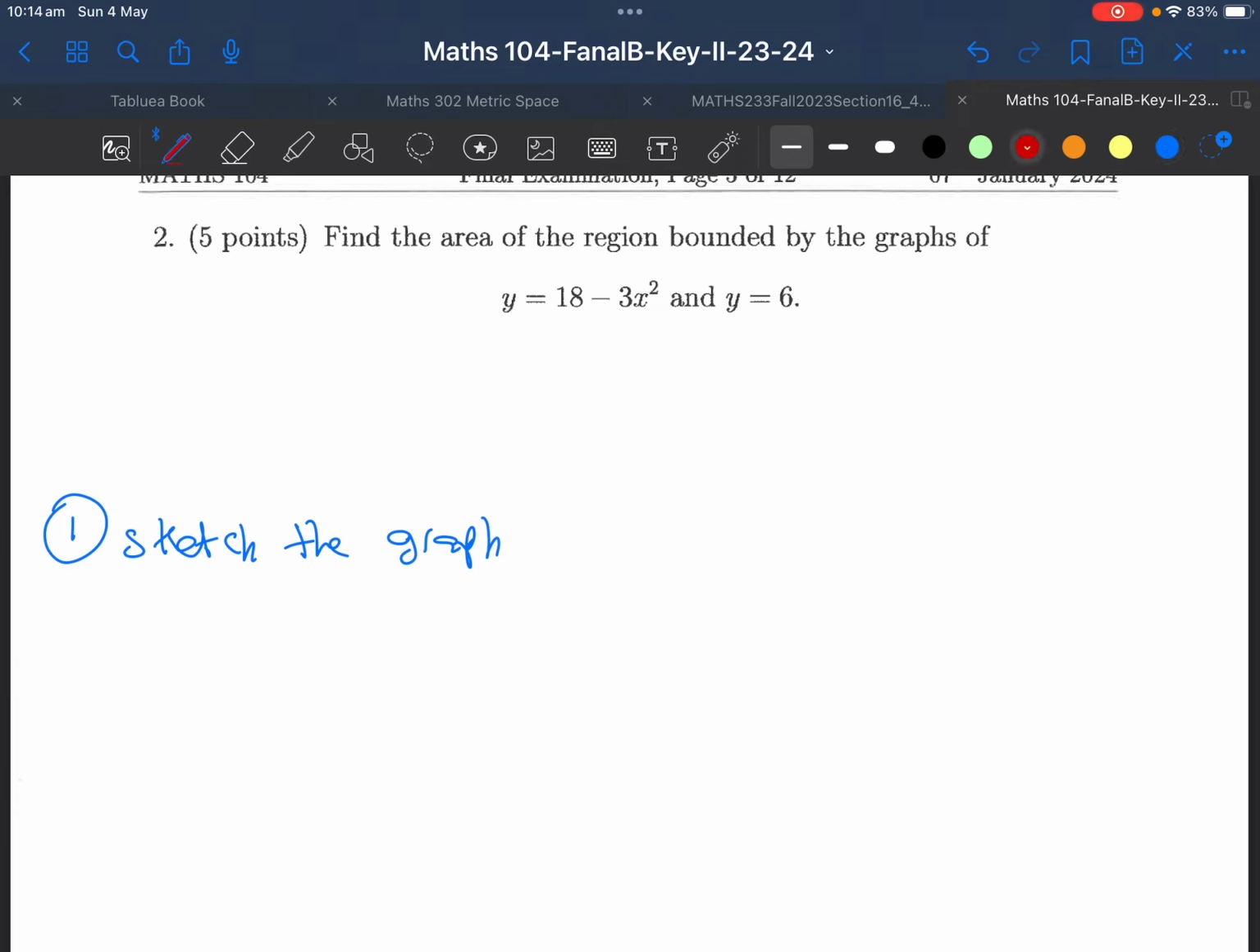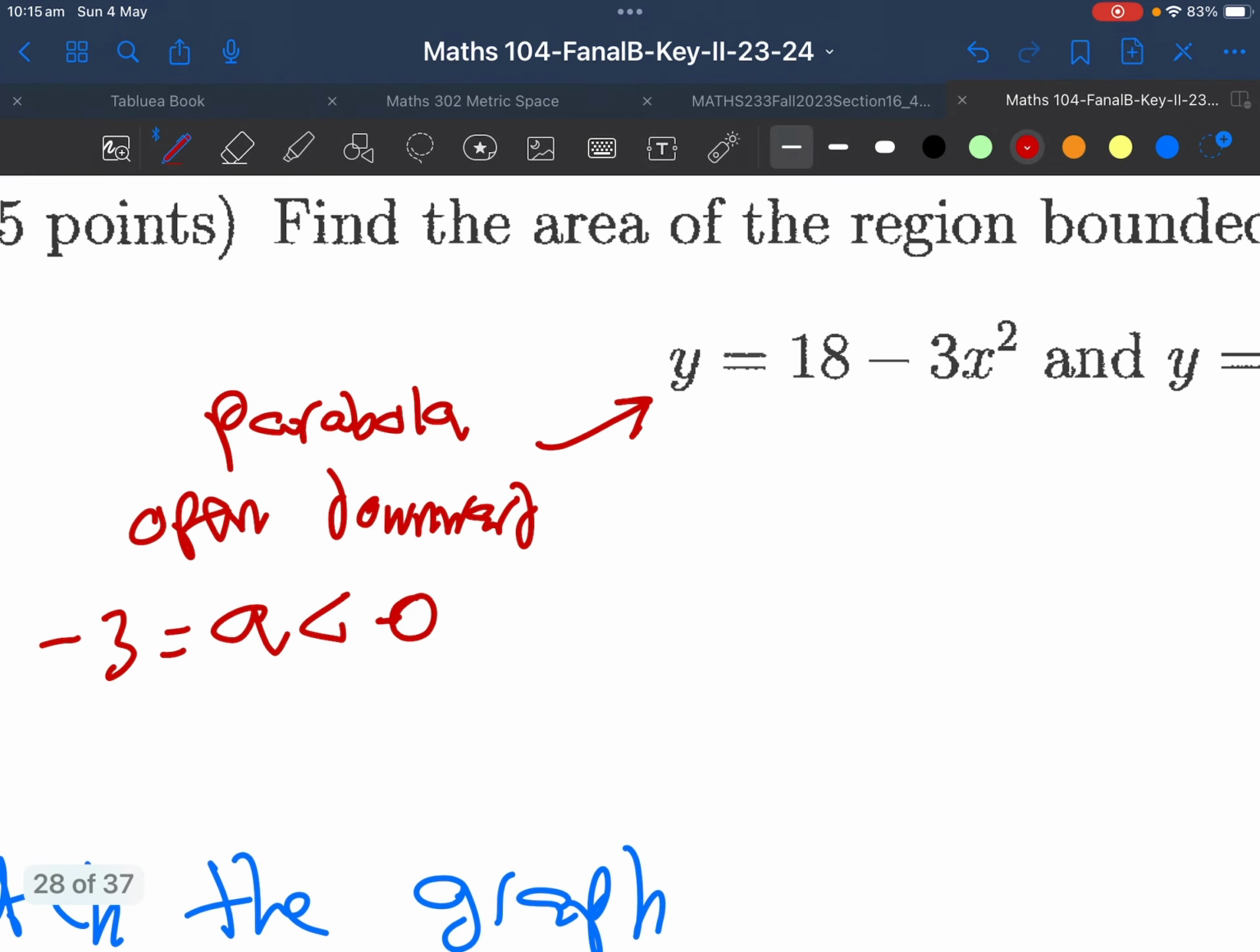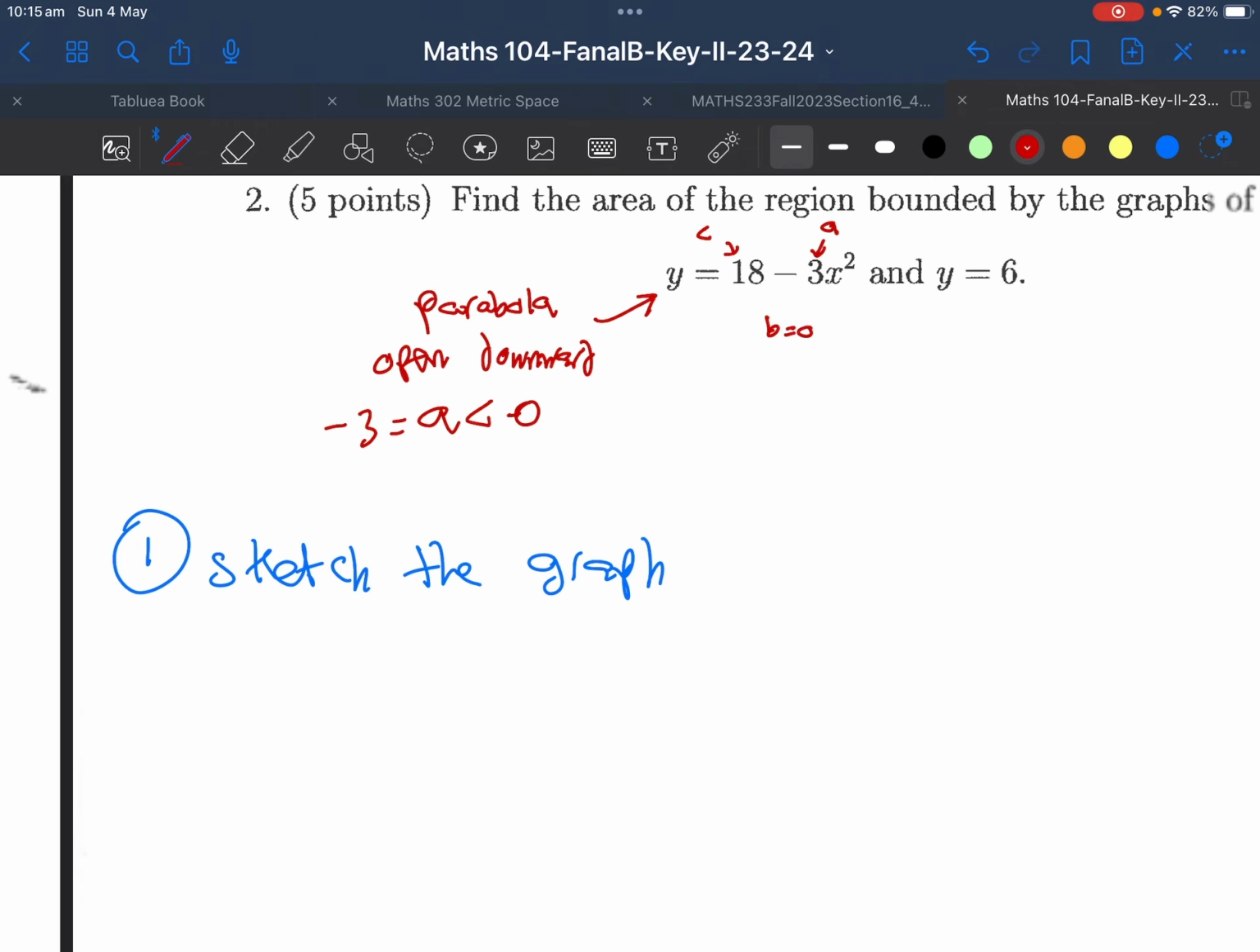Now, in order to sketch the graph, we ask ourselves, this is a parabola because it has a degree 2, and it is open downward. Why is it open downward? Because look, there is a negative in front of the a. So a is less than 0. How much is a? Negative 3. Now, remember, for the parabola, there are 3 important numbers: c, a, and the number in front of x, which is b. In this case, it's equal to 0.